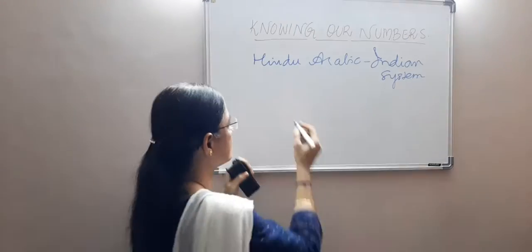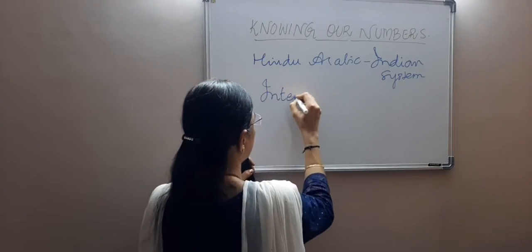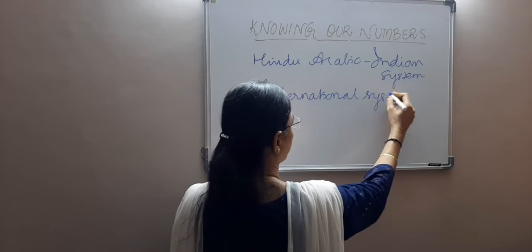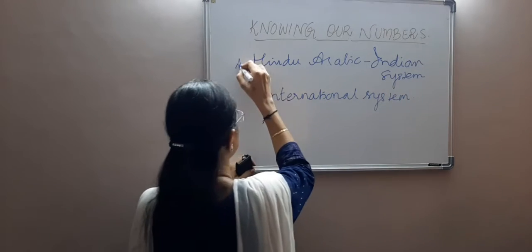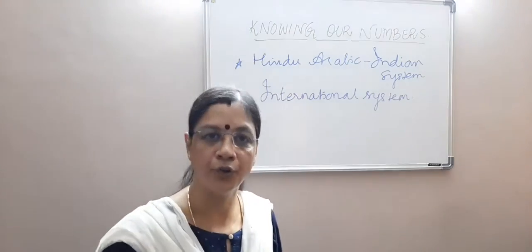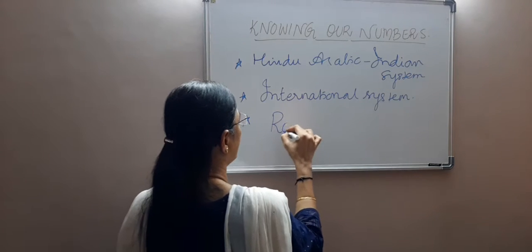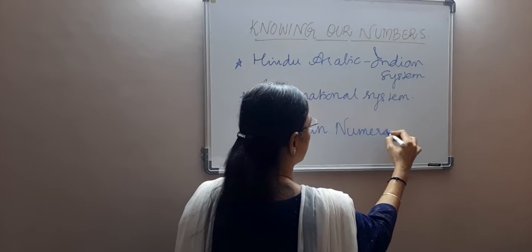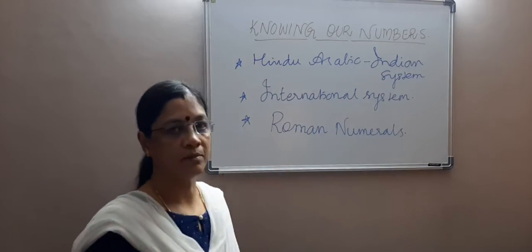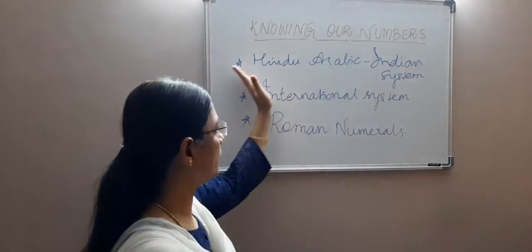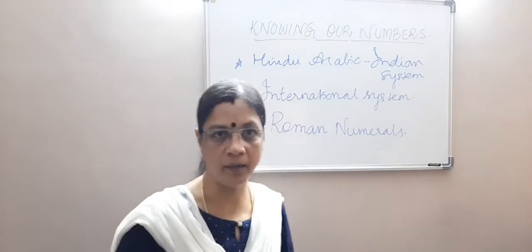We have another system of numeration which is called the International System of Numeration. We also have another system of numerals which are called Roman numerals. So these are the prominent systems which we all should know about. First we'll start with the Hindu-Arabic numerals.